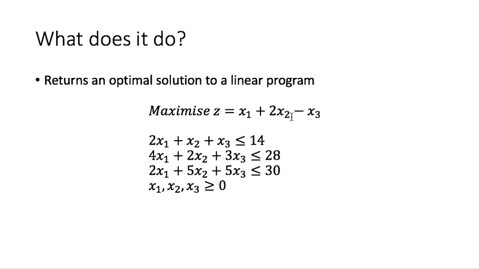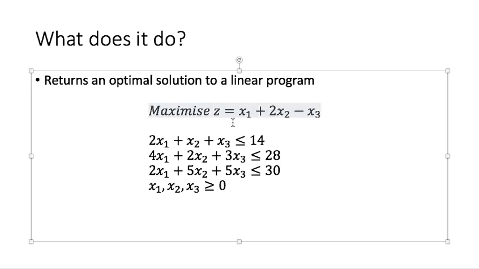Let's say you have some sort of function that you're trying to maximize. Here you're trying to maximize z. It will return the optimal solution, so the optimal values for x1, x2 and x3 in order to maximize z, given these constraints here.